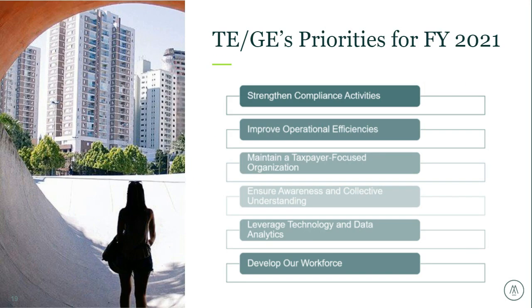And finally, the tax-exempt and government entities unit at the IRS released its program letter outlining their priorities and focus for fiscal year 2021. They plan on continuing to collaborate across the IRS on existing and emerging issues, such as syndicated conservation easements and abusive charitable remainder annuity trusts.